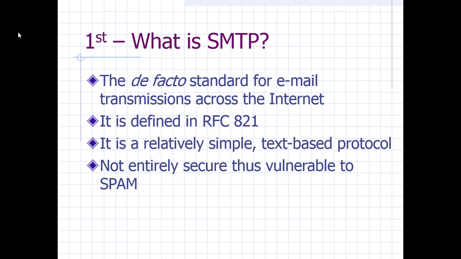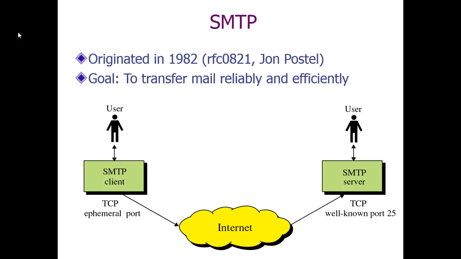The main advantage of SMTP is that it is built in such a way that error codes are defined for each and every activity. One problem with SMTP is that it is not fully secured, and so it is vulnerable to spam. So this is SMTP. It originated in 1982.